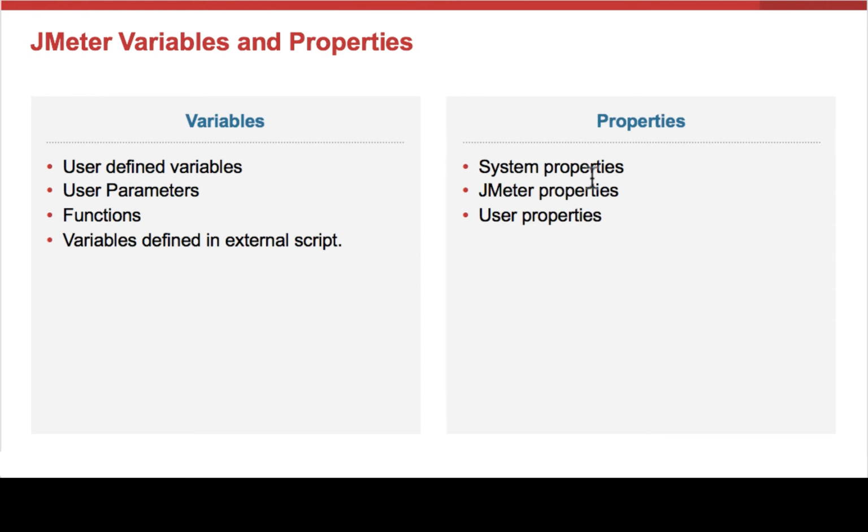JMeter has three types of properties: the system properties, the JMeter properties, and the user properties. The JMeter variables can only be set inside the test plan, while the JMeter properties can be set outside or inside the JMeter test plan. For example, you can set a property in the command line or by passing a property file to JMeter when you run it.